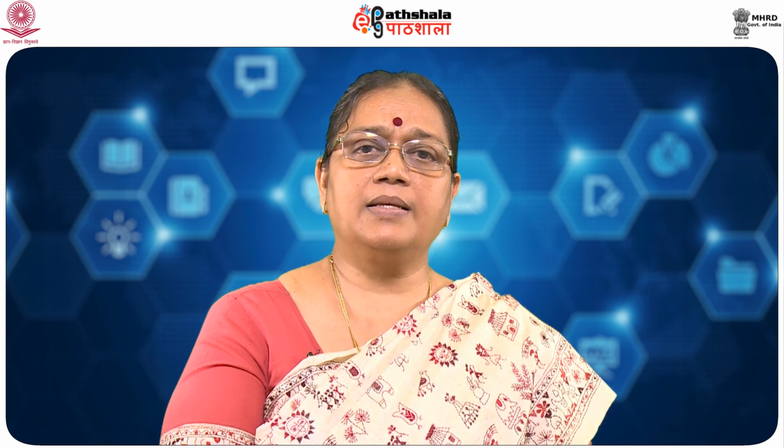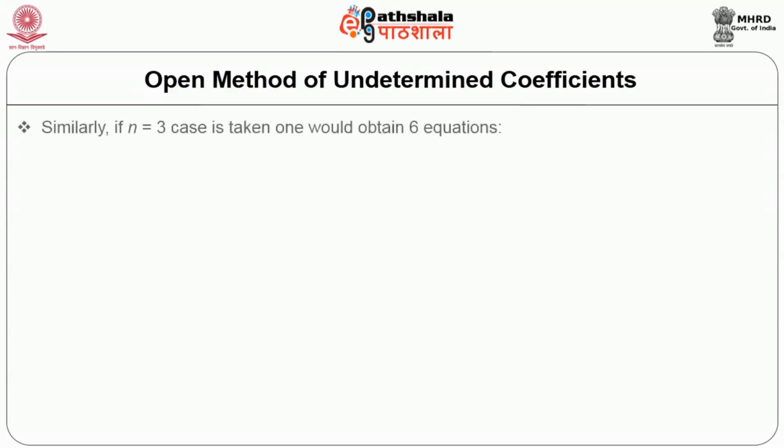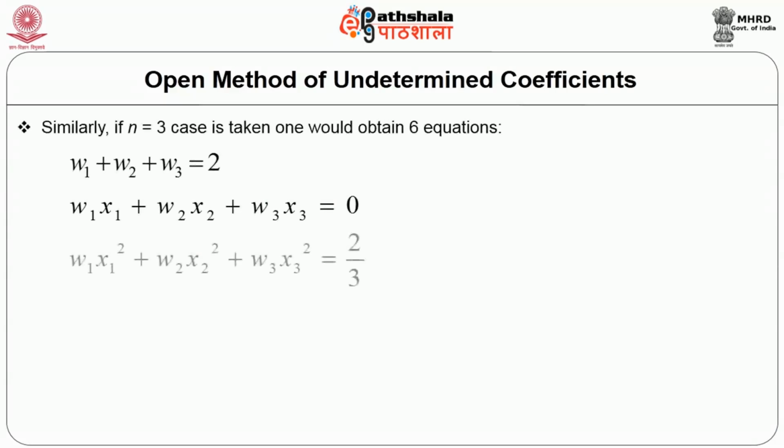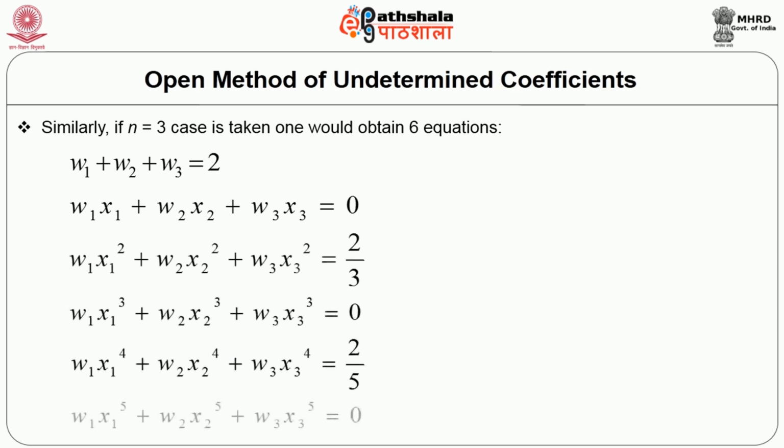When n is equal to 3, there are 6 unknowns: W1, W2, W3 and x1, x2, x3, and we can derive the equations to be solved in the same fashion by substituting f(x) equal to 1, x, x square, x cube, x raised to 4 and x raised to 5, because n is 3. So, this formula gives us the correct result when f(x) is a polynomial of degree less than or equal to 2 into 3 minus 1, that is 5. So, we will get 6 equations to be solved in W1, W2, W3 and x1, x2, x3.